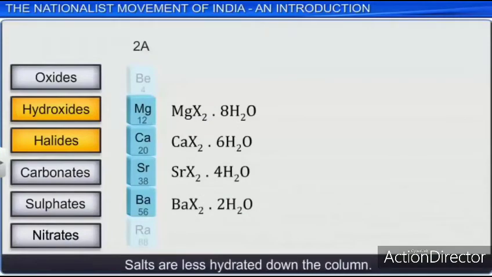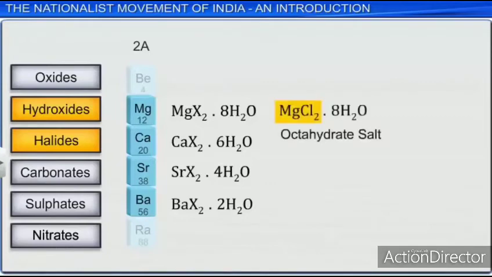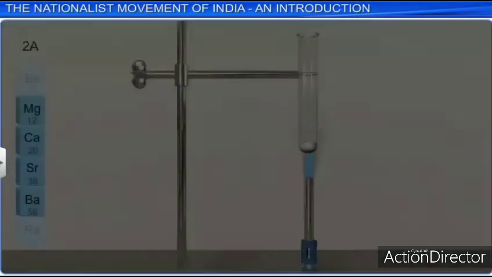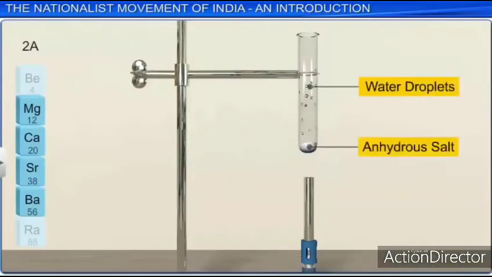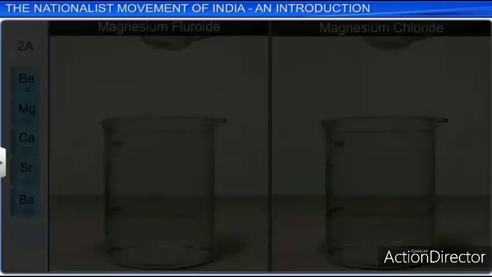The halides of the group 2 elements are often found as hydrates, but these salts are complexed with fewer water molecules down the column. Thus, magnesium chloride is an octahydrate, whereas barium chloride is found as a dihydrate salt. These salts can be dehydrated upon heating, leaving anhydrous salts. It should be noted that beryllium and magnesium salts will undergo hydrolysis upon heating, though.